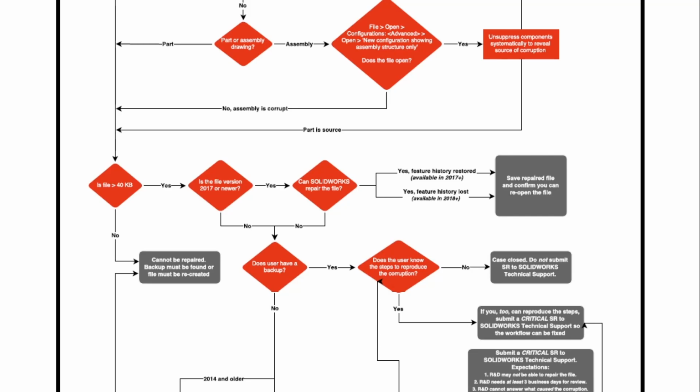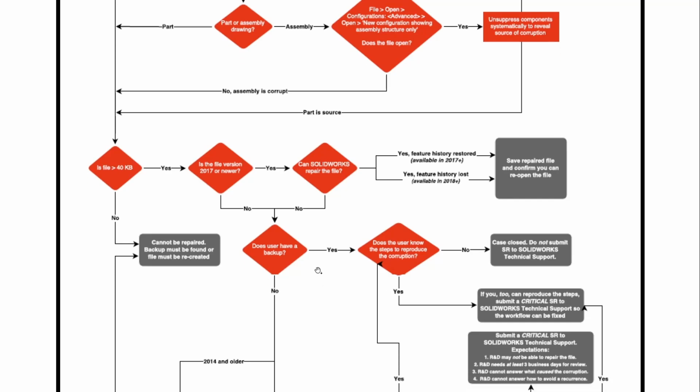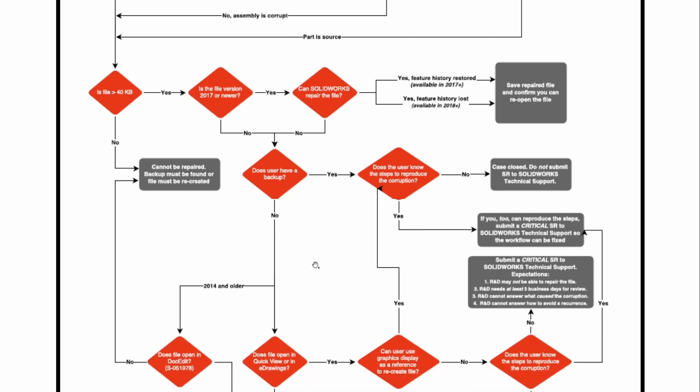If SOLIDWORKS is not able to repair the file, you have to ask yourself if you have a backup of the file available. If you do have a backup of the file available, do you know how to reproduce the steps to create the corruption? If no, case closed. Then simply continue from your backed up file. If you do know the steps on how to recreate the corruption, please contact your VAR so that we can contact SOLIDWORKS and log a critical SR at SOLIDWORKS to help you get the problem solved.